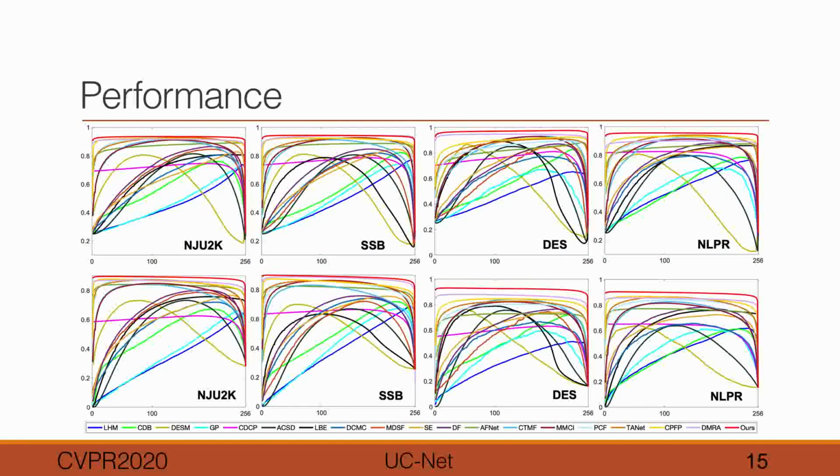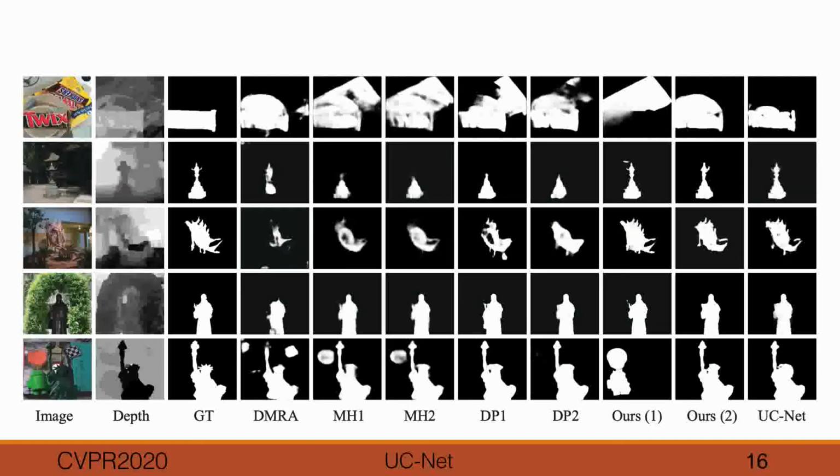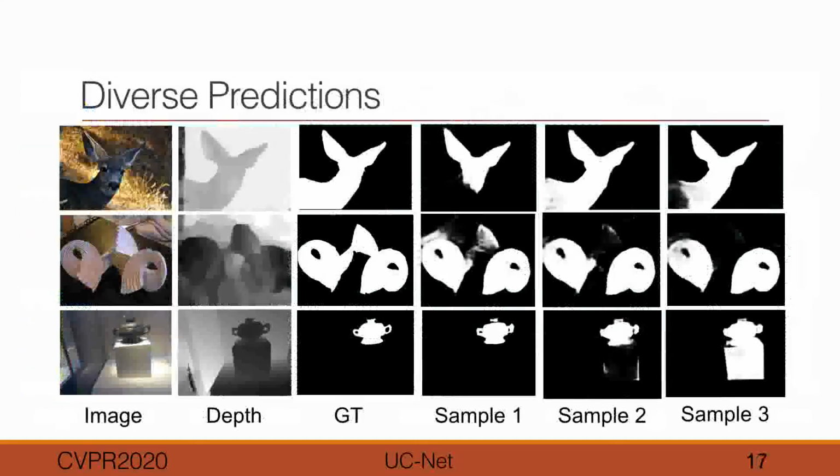Here we show the E-measure curve in the first row and the F-measure curve in the second row to illustrate the effectiveness of the proposed solution. We also compare our method with multi-head and dropout-based structured output generation techniques, and the experimental results show that our solution can lead to both high accuracy and diverse predictions.